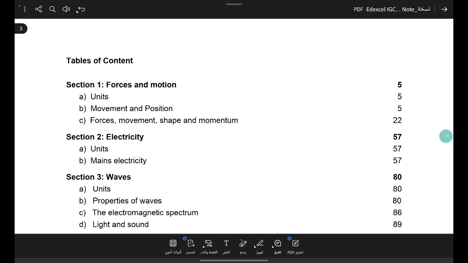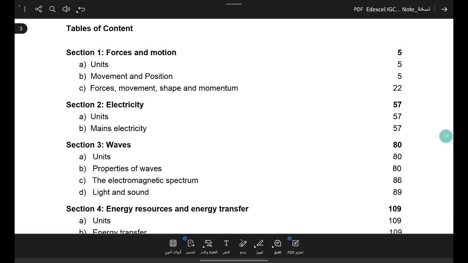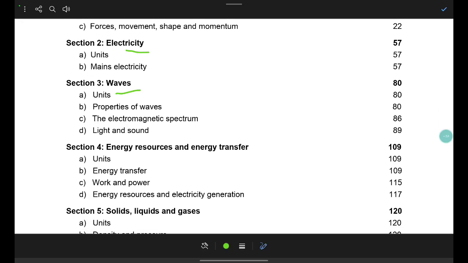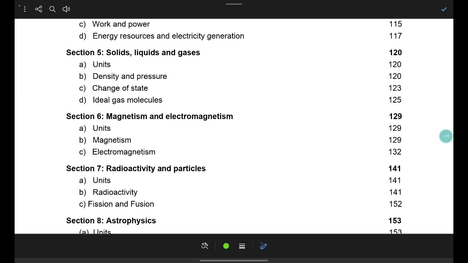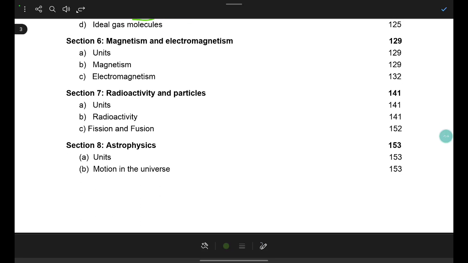So before I get started, I want you to know that our syllabus consists of, first, forces and motion. We are going to study here speed, velocity, change in speed, which we call acceleration, the difference between distance and displacement, and other topics. Second, we are going to study electricity, then waves, energy resources and energy transfer, solids, liquids and gases. We are going to study density and pressure, change of state of matter, and ideal gas molecules, magnetism and electromagnetism, particles, and finally we are going to study astrophysics.